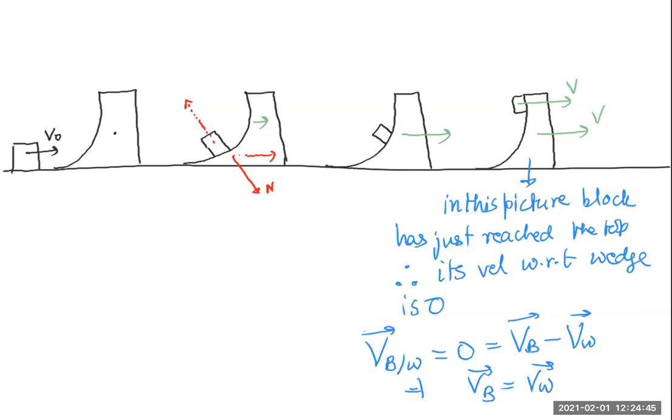जैसे जैसे ब्लॉक वेज पे चढ़ता जाएगा वैसे वैसे ब्लॉक का वेलोसिटी इंक्रीज होता जाएगा. जैसे जैसे ब्लॉक वेज पे चढ़ता जाएगा वेज का वेलोसिटी इंक्रीज होता जाएगा. And at the topmost point, when the block reaches the topmost point of the wedge, with respect to the wedge, the velocity of the block will become zero. This means that with respect to the ground, the velocity of the block and the velocity of the wedge will become equal.